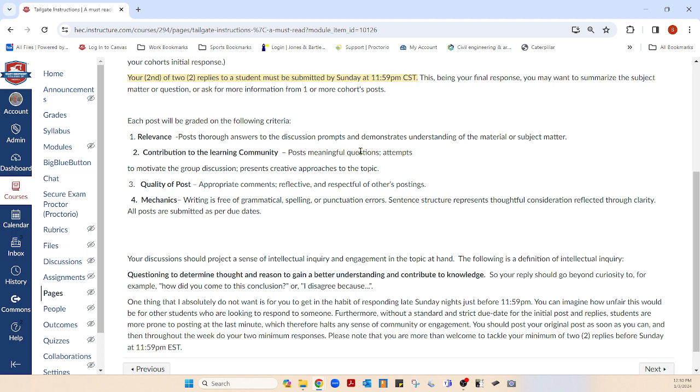Post meaningful questions if you have a reason to put a question in there. Attempts to motivate the group discussion, show a little enthusiasm if you can in your written word. Look for another way to look at it, not necessarily how I did. Tell me, did you think of this? Be creative. Creative approaches to the topic. The topic might be preventive maintenance, think about that.